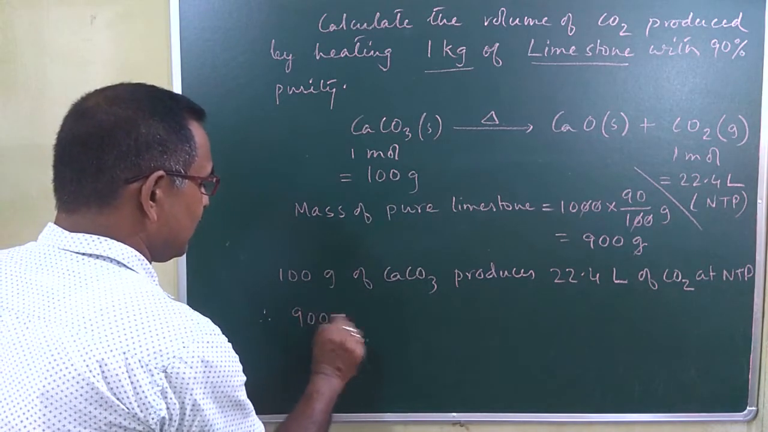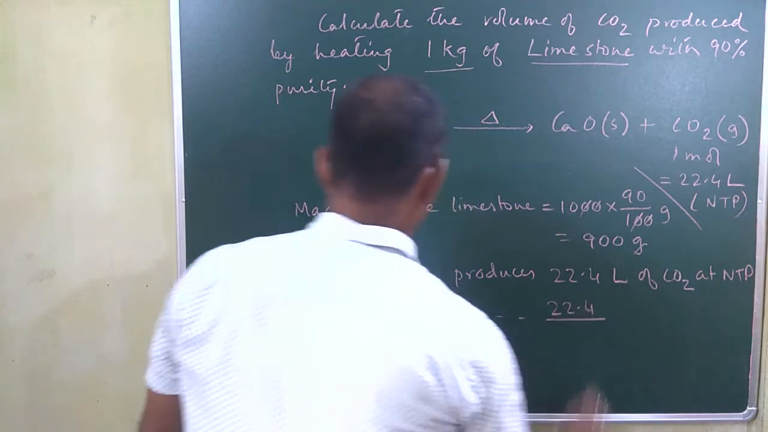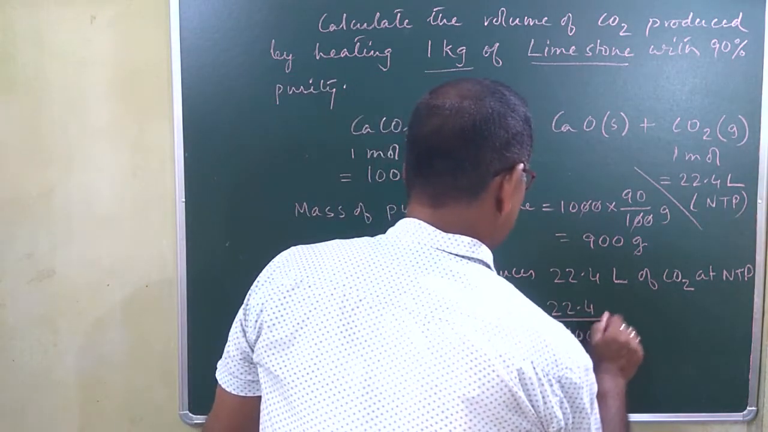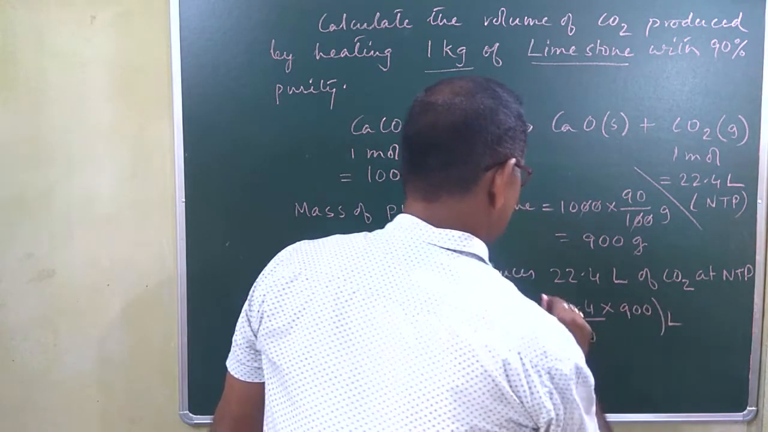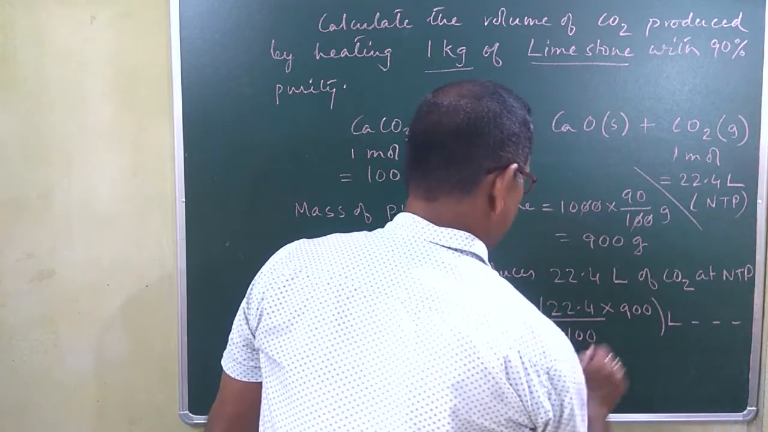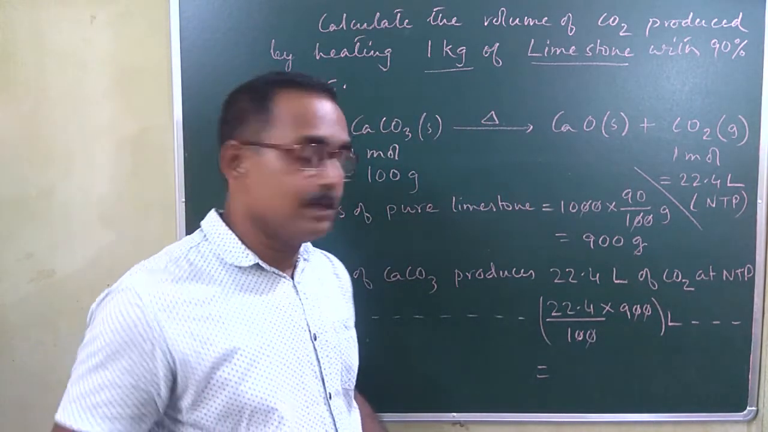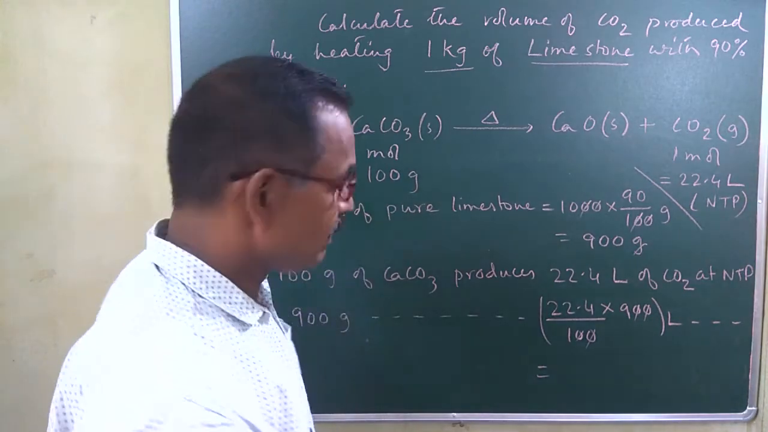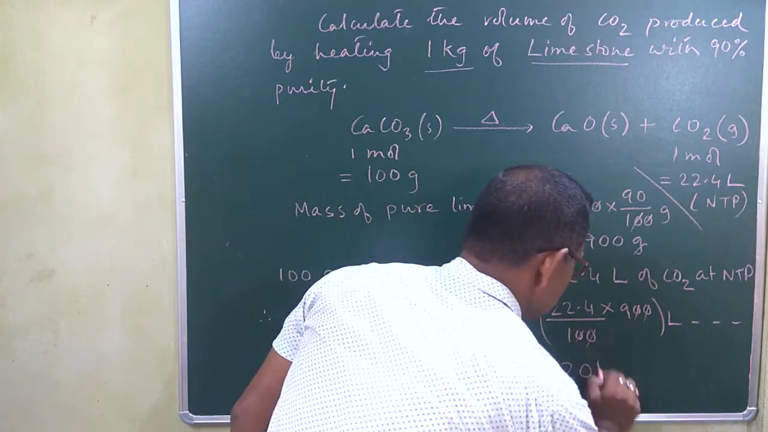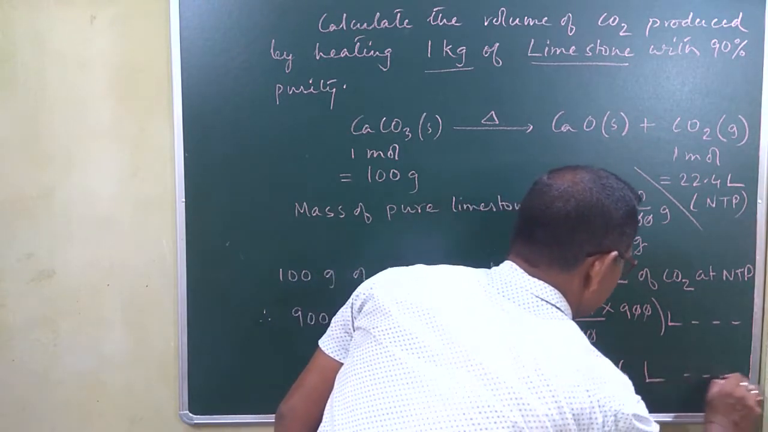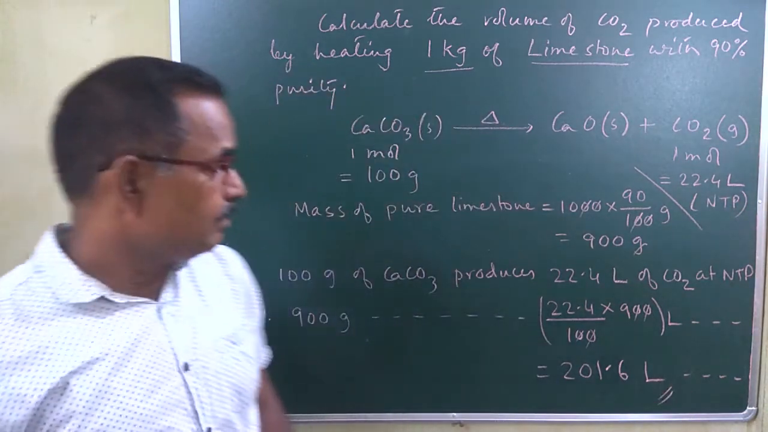Therefore, 900 gram of calcium carbonate will produce 22.4 divided by 100 multiplied by 900 liter of carbon dioxide gas at NTP. So 22.4 multiplied by 9. This is 201.6 liter of carbon dioxide gas at NTP. This is the answer. Okay.